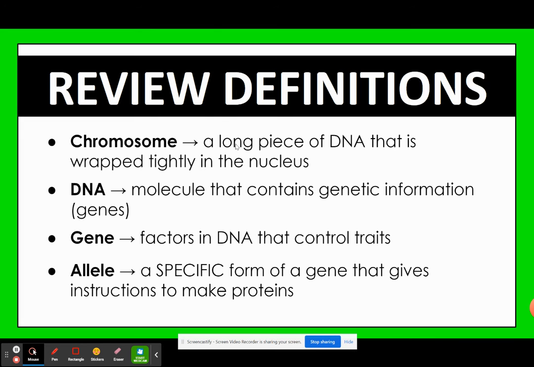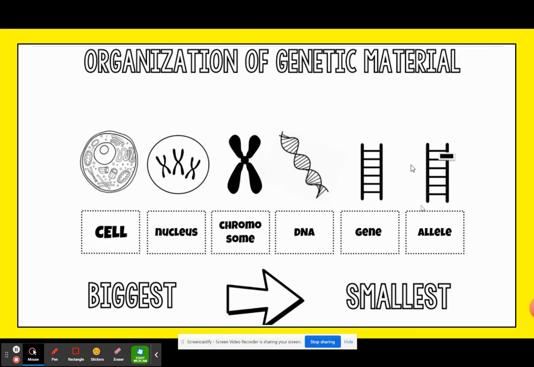So I need you to review these definitions, and these ones on this slide might be a little bit different than the ones on your paper, but that's okay because sometimes you might need a different definition to give you a better understanding of what that word means. So it's super important that you understand these specific words right now: chromosome, DNA, gene, allele. If this doesn't make sense to you and you're still confused, especially the gene and the allele, then please, please, please email me.